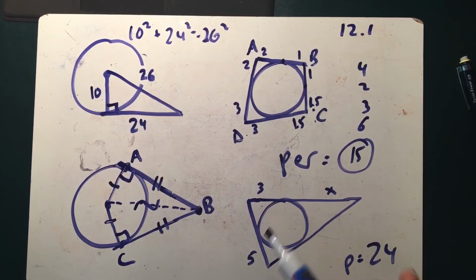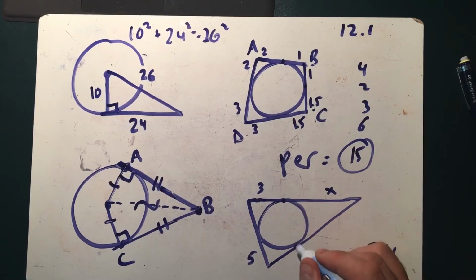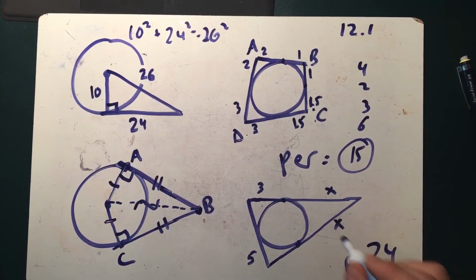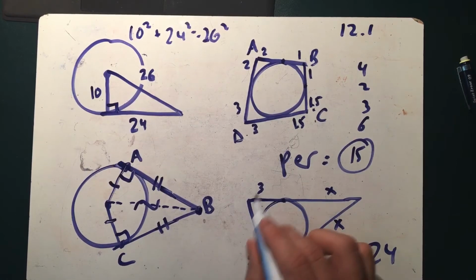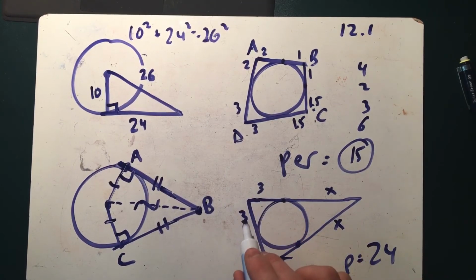But then you remember, oh yeah, if you draw 2 tangents from the same point, they're going to be congruent. So these are the same, both x. These are the same, both 5. These are the same, both 3. And 10 plus 6 is 16. 16 plus 2x is going to be 24.